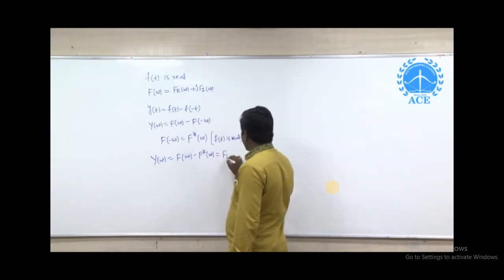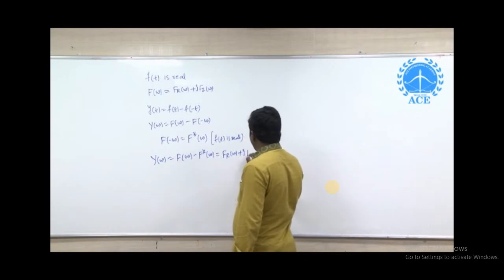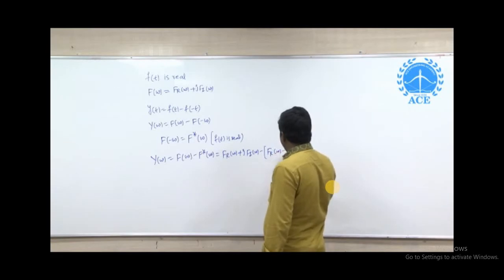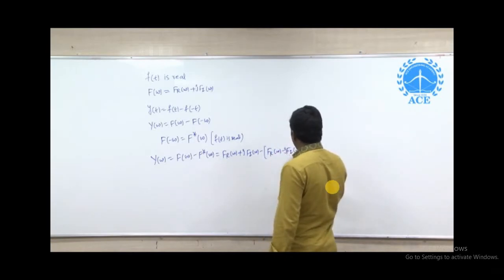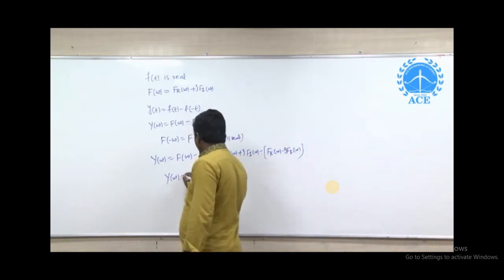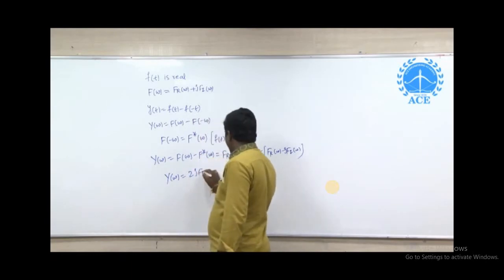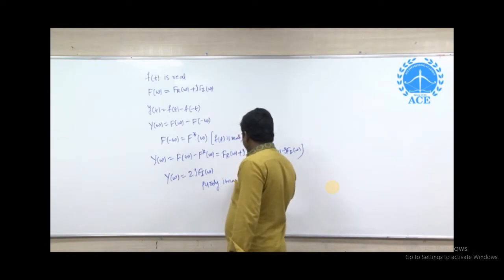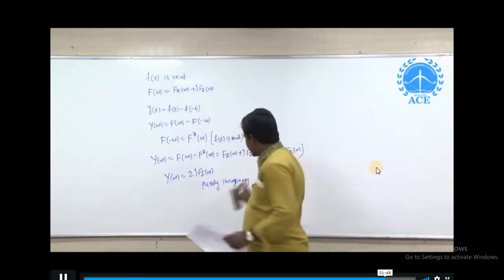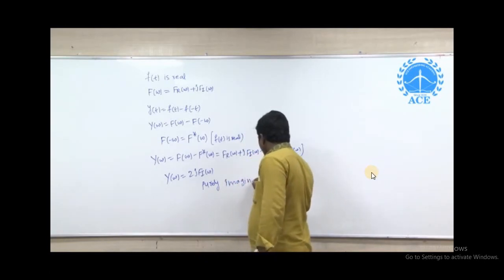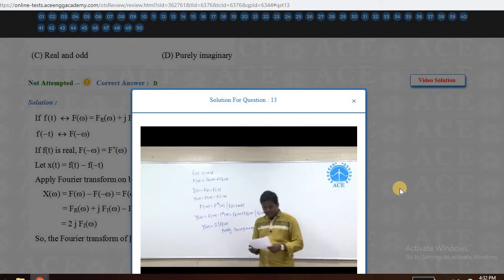What is F of omega? Fr of omega plus j Fi of omega, minus the conjugate of F of omega, which is Fr of omega minus j Fi of omega. So Fr of omega cancels. Then Y of omega is 2j Fi of omega. So it is a purely imaginary function. So the right option is D.